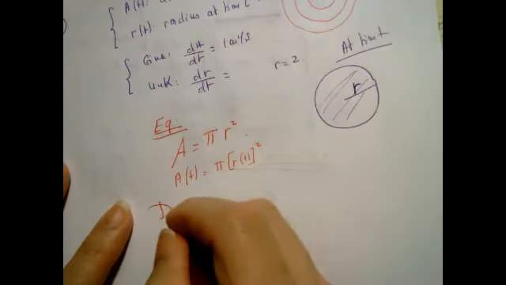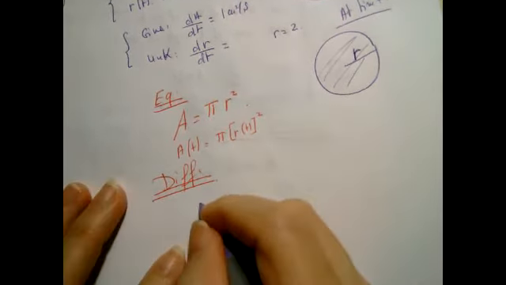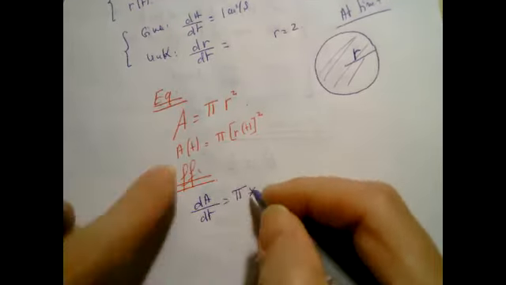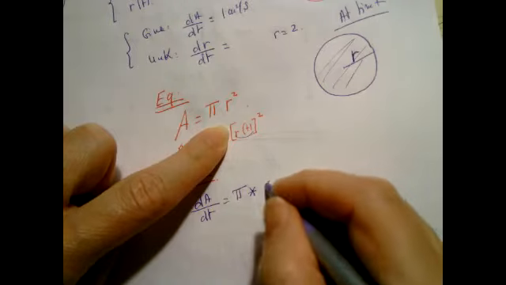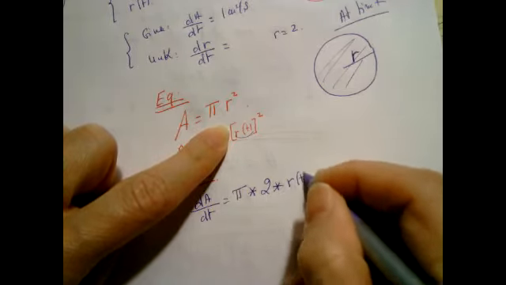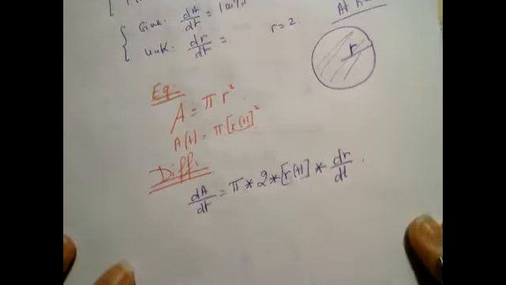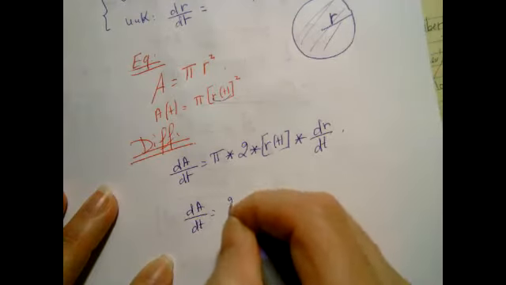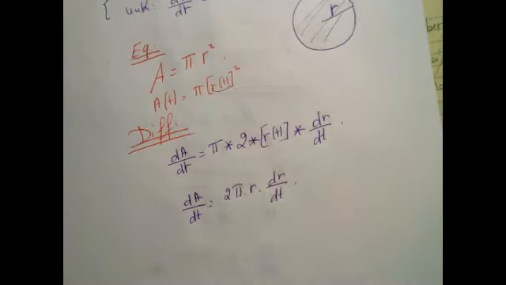Now we differentiate. We get the derivative of the area with respect to time equals pi times, this is my inside, so u square is the outside, so it's 2 times the derivative of the inside. That's the relation between the rates. If you write it a little bit nicer, that's dA/dt equals 2 pi times r times dr/dt. That's the relation between the rates. So if I know one, I know the other.